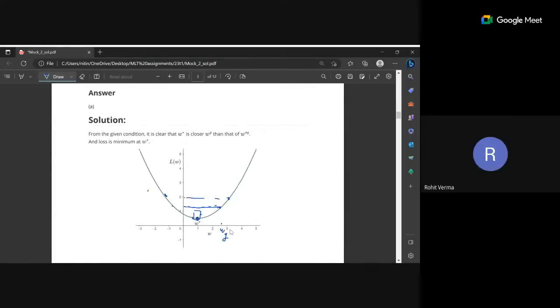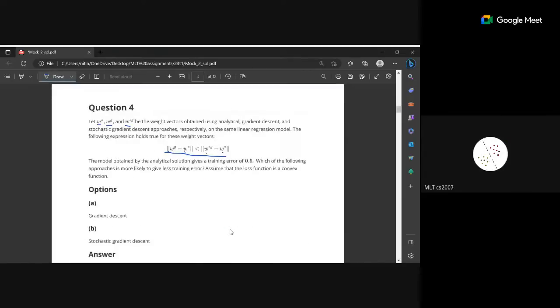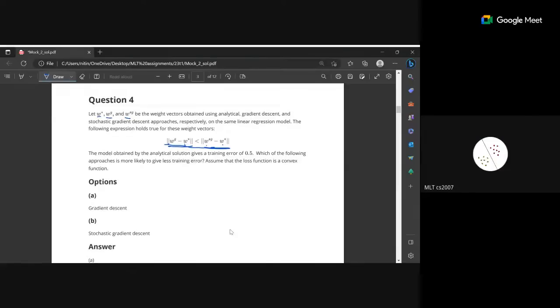Sir, can you come again to the equation that is given in the question itself? Yeah. This is the distance of WG from the W star, and this is the distance of W star from WSG. Okay, got it. Now I got it. The question is saying that the WG achieves the error 0.5.